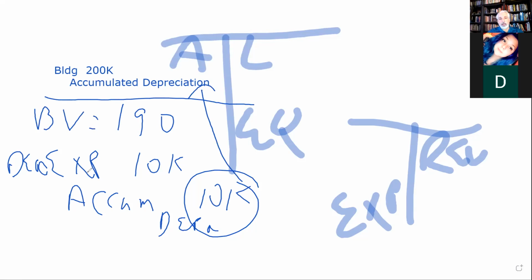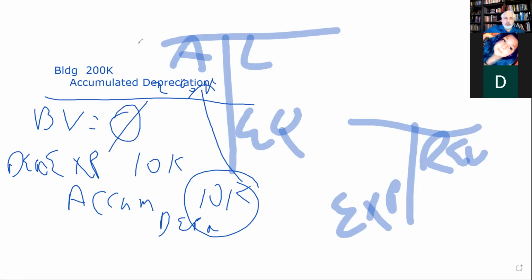What happens a year after that? Another 10,000, my accumulated depreciation becomes 20. My book value is going to be 180. In year 3, it's going to be 30, and I'm going to be at 170. By the year 20, I'm going to have accumulated depreciation totaling $200,000. My book value is going to be 0.